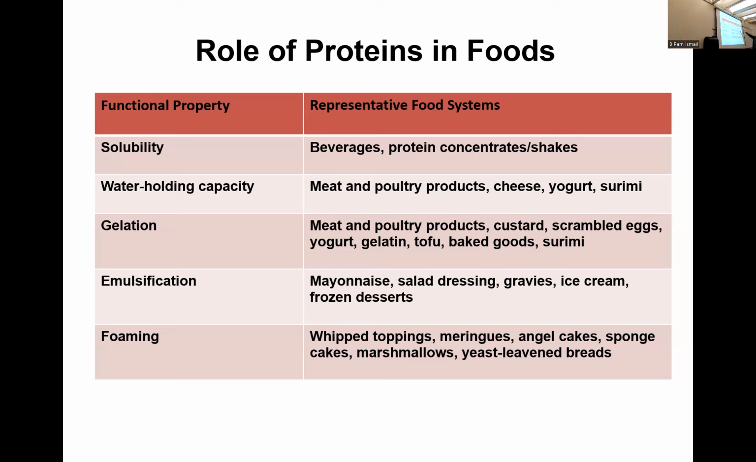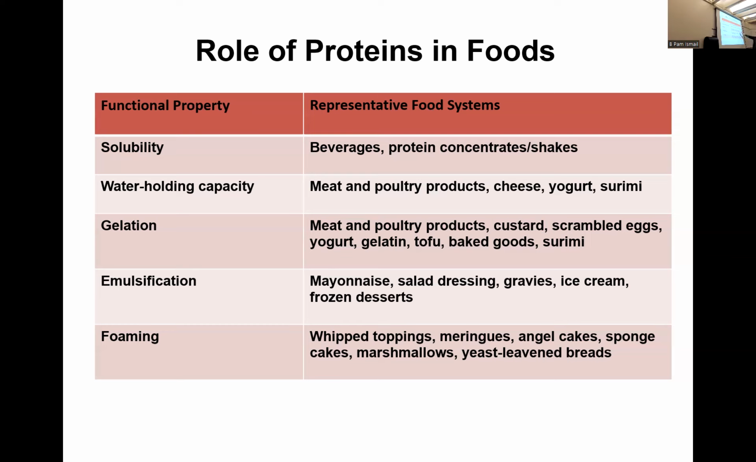Beverages, protein concentrate shakes, we need the protein to be soluble, easy to disperse at high quantities. Water holding capacity, that's when we look at meat and meat products, cheese, well, types of cheese, not all cheeses. Like what is it called, that cheese? Cottage cheese, for example. Yeah. All right, yogurt, surimi, where you have some sort of gel and you trap the water.